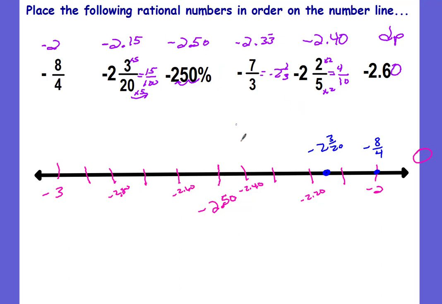All right, negative $2.50. It's already labeled here. The original form was in percent, so it's negative 250%. Negative $2.33 repeating.